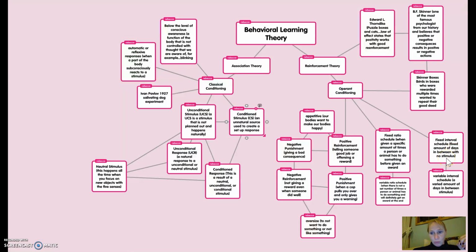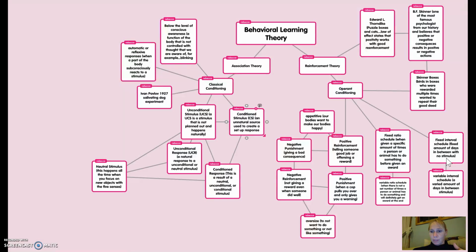Fixed interval schedule is a fixed amount of days in between with no stimulus. So you might have your birds, you might train with them 2 days and then 2 days you don't. That's a fixed interval schedule.